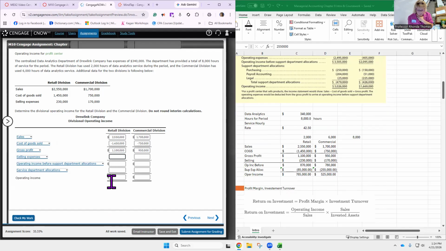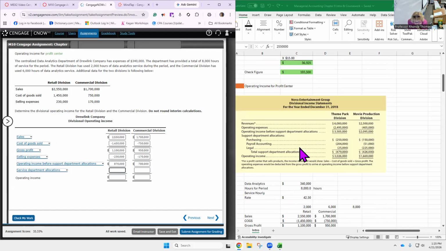Then the selling expenses, you're putting those in. So selling expenses are $230,000 and 170,000. Okay, now we have our second subtotal: 870,000 and then 780,000. And the service department allocation.